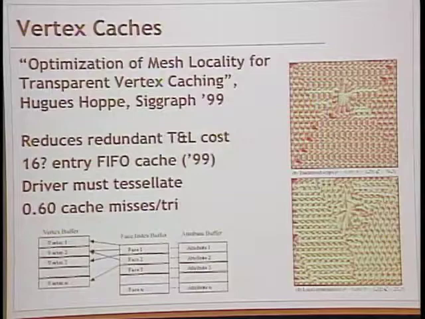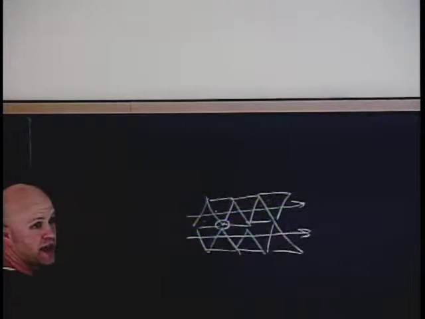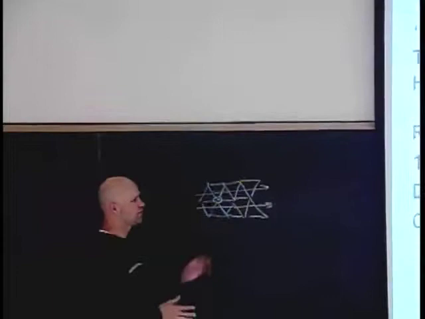Back to the board. Every triangle in general will miss once every triangle if you're going in just for one strip. So if you have perfect caching, then you should miss only half a time every triangle because you'll be using half your vertices from the previous strip. So 0.6 is really pretty good. So he showed how to do this, which was a good technique.